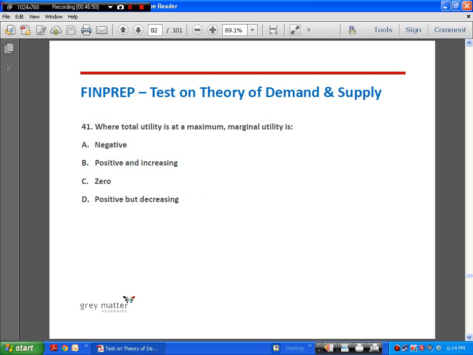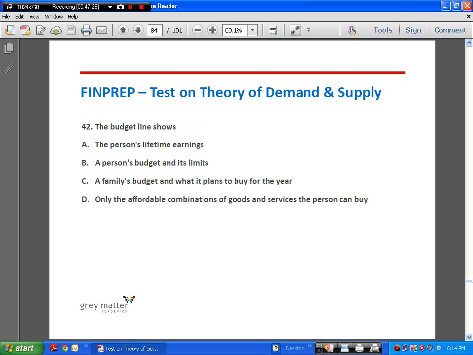The 41st question: where total utility is at a maximum, marginal utility is... As described earlier, when total utility increases, marginal utility would fall. When total utility is at its maximum, marginal utility would be 0. And when total utility falls, marginal utility will become negative. So when total utility is at its maximum, marginal utility will be 0. That is option C.